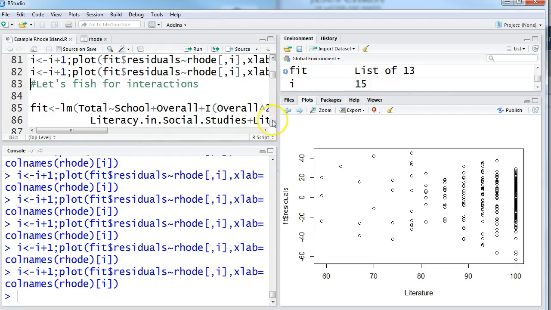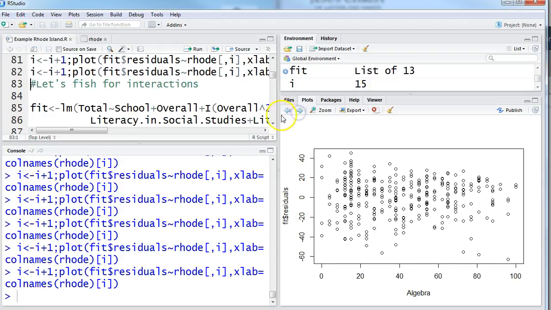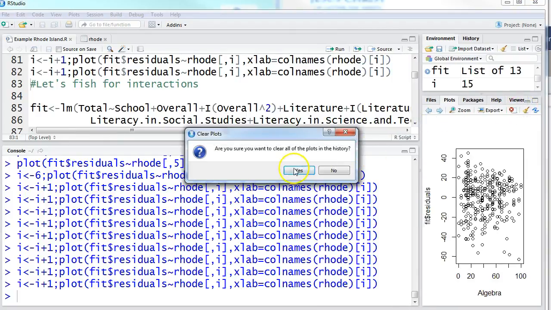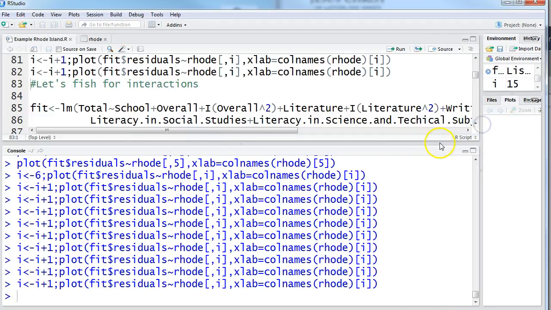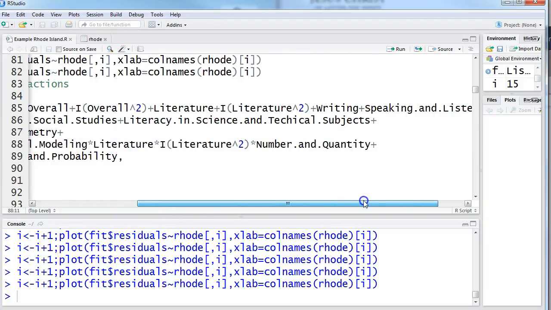Maybe there's a line here and that line shifts and curves, and that's why we're getting a bow tie shape. But I'm having a hard time telling exactly what's interacting with what, because this weird shape seems to happen to an awful lot of these variables. So I picked a few of these that I thought seemed to illustrate something, and I gave them these interactions. Can I size my window out? What do we have here? Okay, so because I'm fishing around, I did math modeling and literature squared, and the number and quantity.